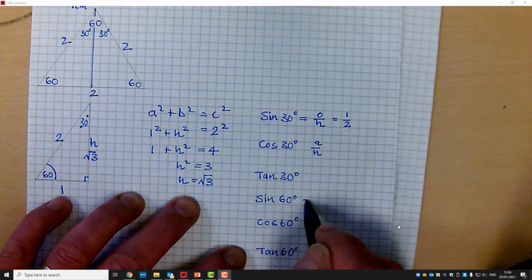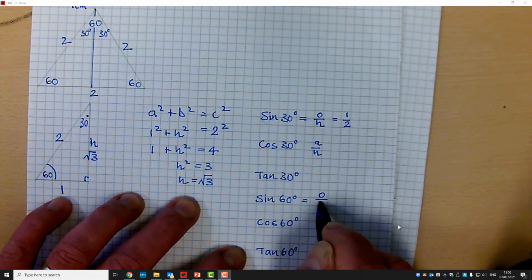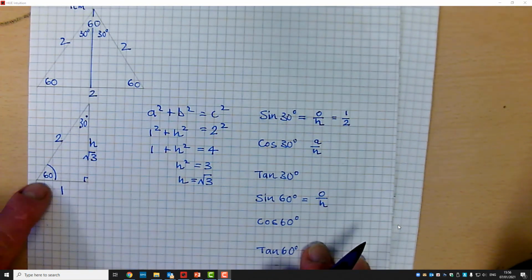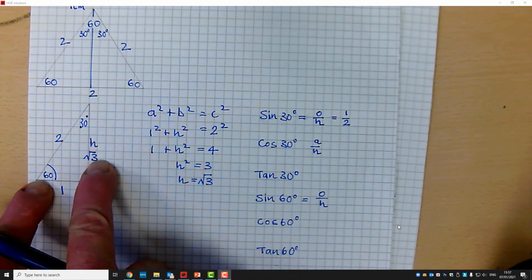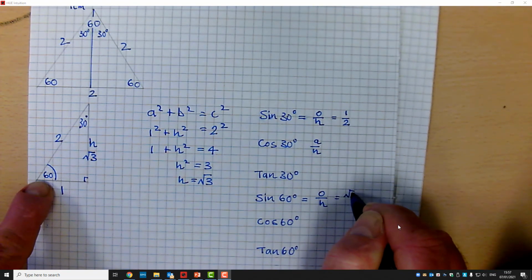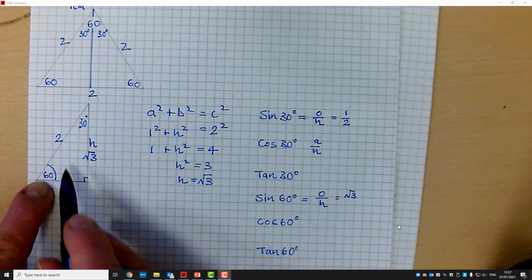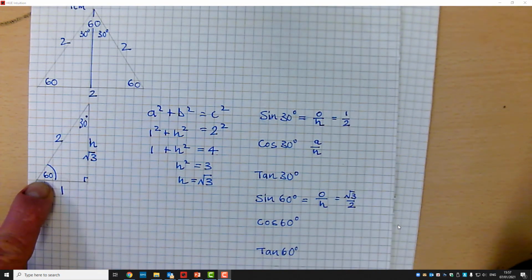Remember, sine is opposite over hypotenuse. Let's look at that 60 degree angle. If that's 60 degrees, what's the side opposite? The square root of 3. The opposite is the square root of 3, and the hypotenuse is 2. That's my answer. The square root of 3 divided by 2. That's the sine of 60 degrees.